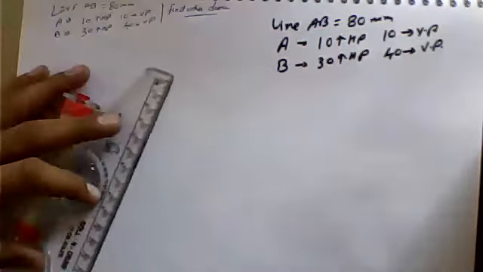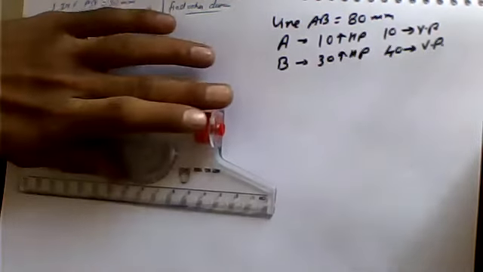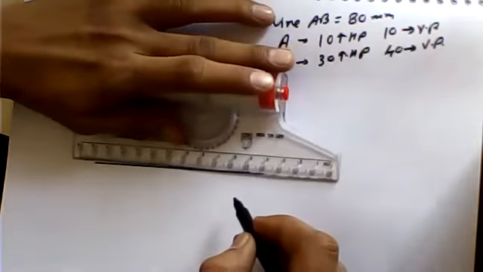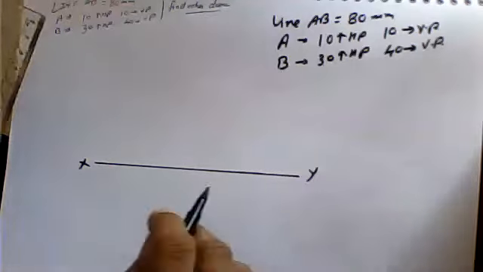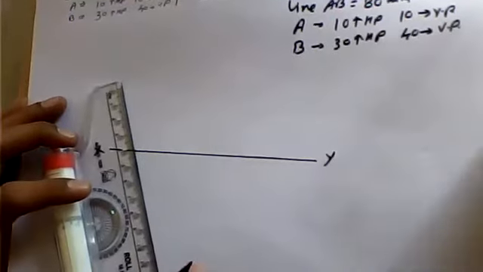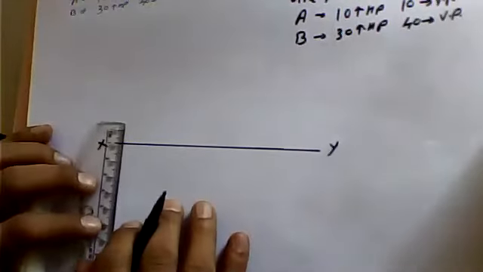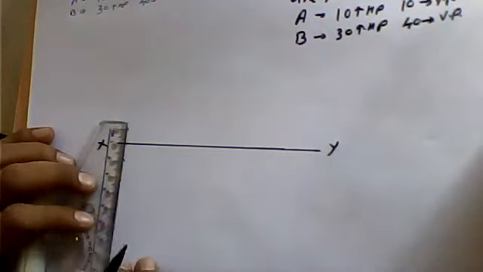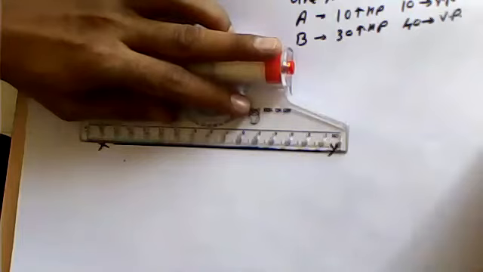Let us draft the whole problem. What I'm going to do is draft a reference line, and after drafting the reference line I need to mention that reference line's condition, that is XY. Now I'll draft point A's position. It is 10 mm above HP, 10 mm in front of VP. So I'll be drafting it over here like this.